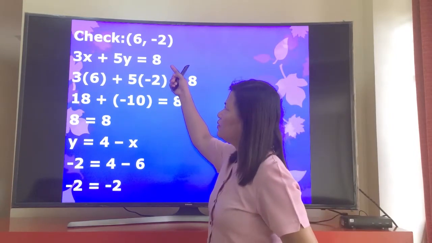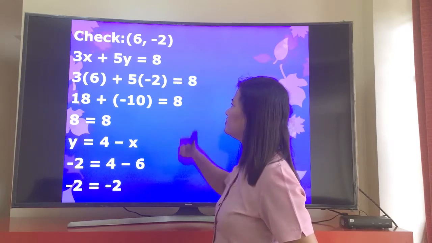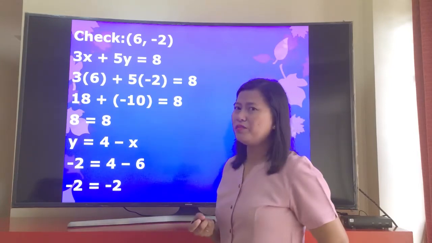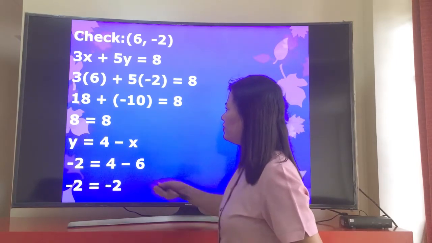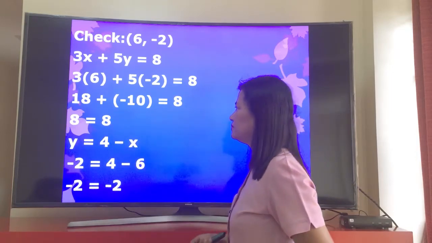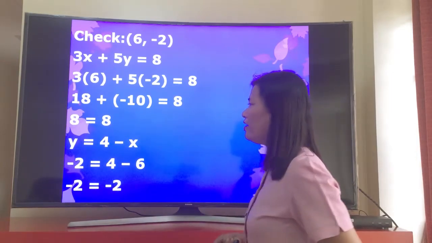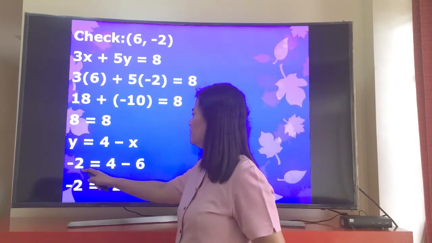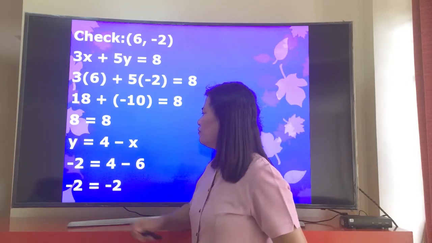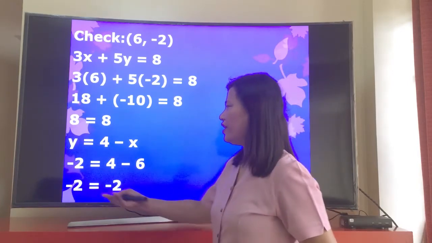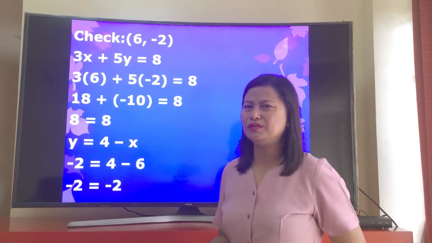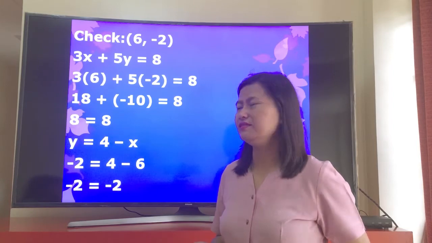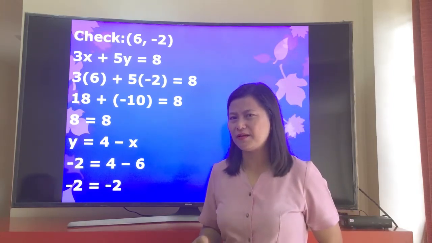In equation 1, we have 3x plus 5y is equal to 8. Our x is 6. Our y is negative 2. Performing the indicated operations, we have 8 is equal to 8. True. In equation 2, we have y is equal to 4 minus x. Again, our y is negative 2 and our x is 6. 4 minus 6 is negative 2. So we have negative 2 is equal to negative 2. True. 6, negative 2 satisfies equation 1 and equation 2. So it is really the solution of the system.